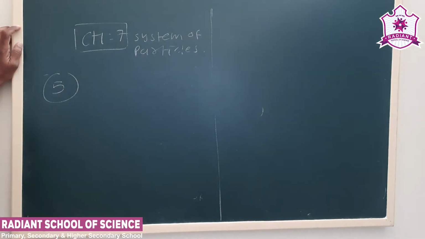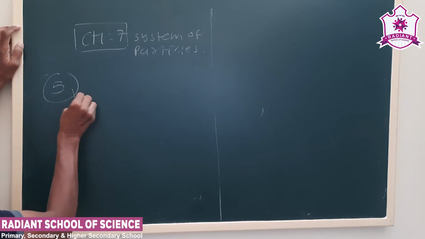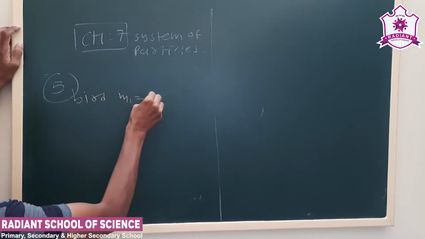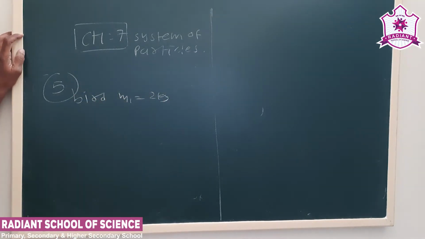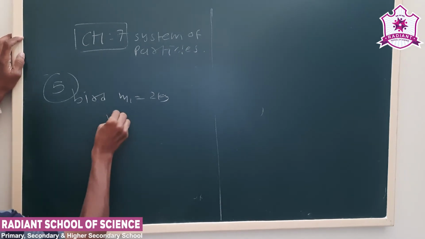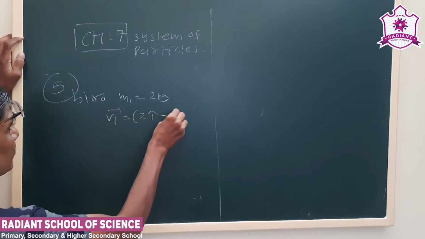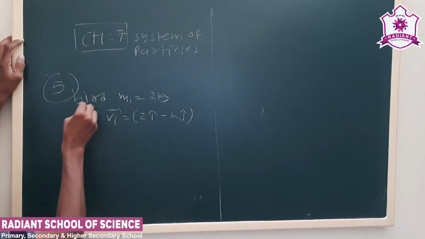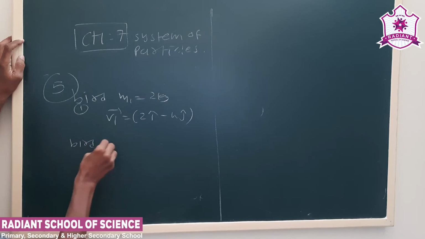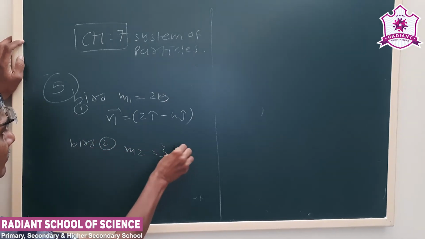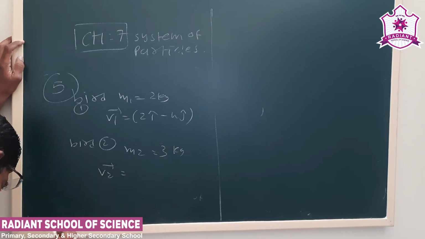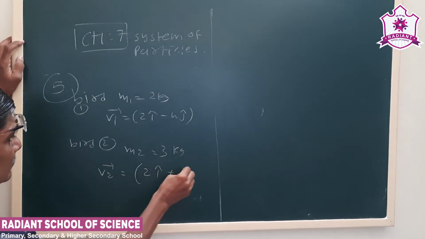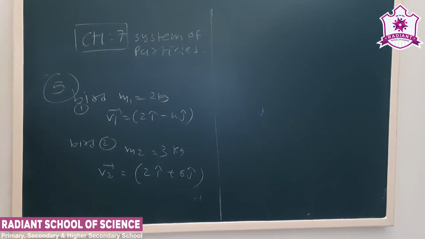Now see a bird of 2 kg moving with the velocity of 2i. Okay, and another bird. This is bird 1. m2 is 3 kg. v2 is... Okay, now what will be the velocity of center of mass?